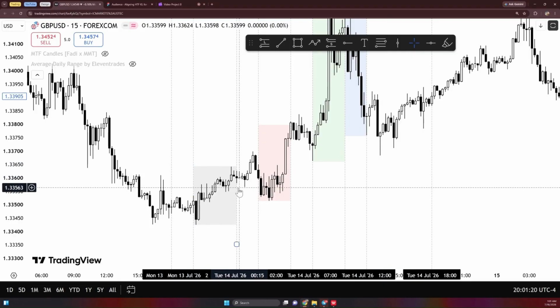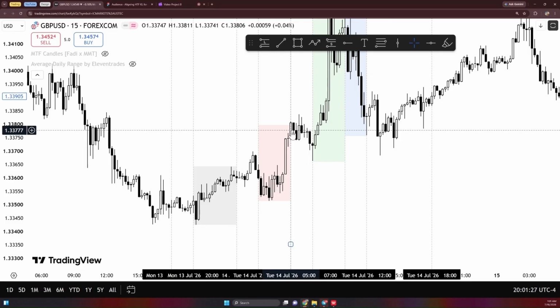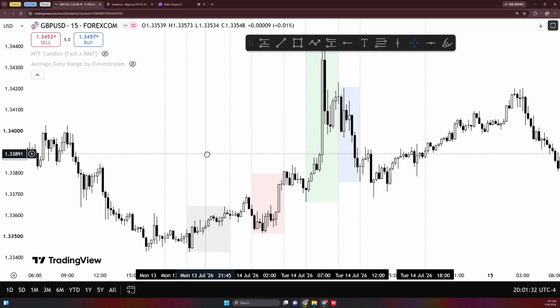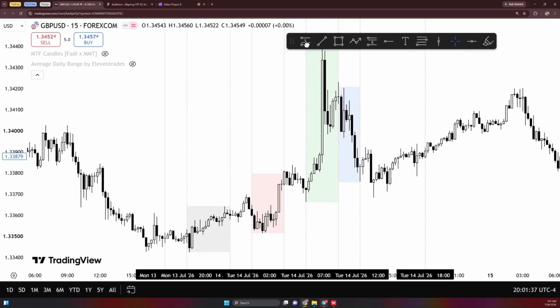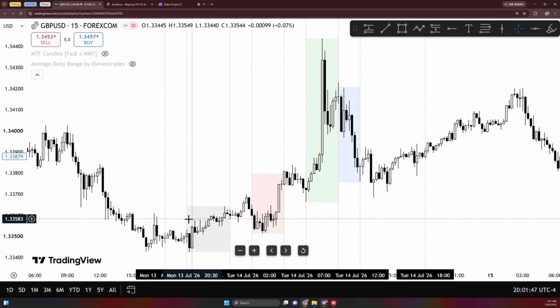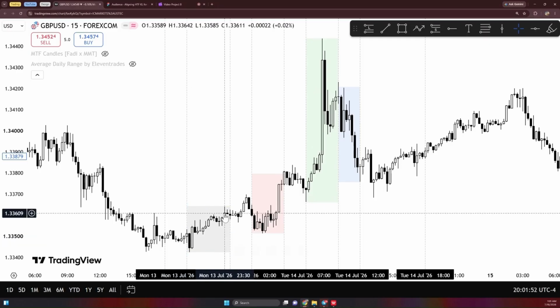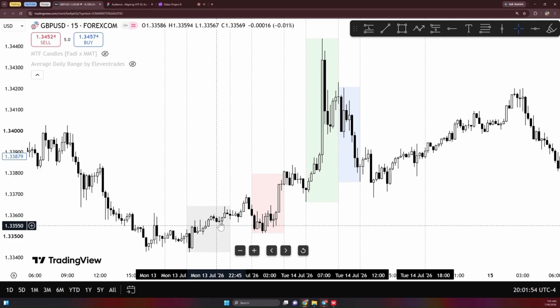For the London kill zone, we have 2 o'clock to 5 o'clock a.m. For the New York AM kill zone, we have 7 o'clock till 10 a.m. And for the London close for Forex, we have 10 a.m. to 12 p.m. As you can see, we had a choppy session during the Asian, not so much expansion.